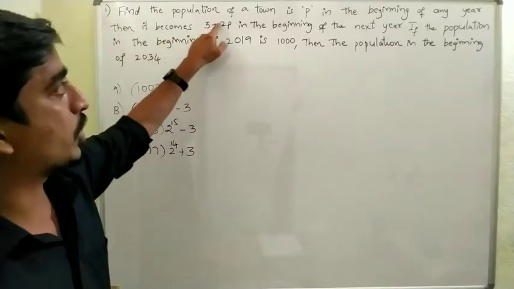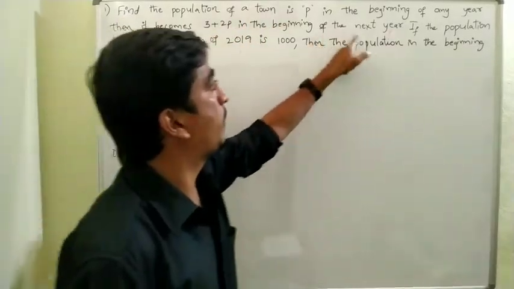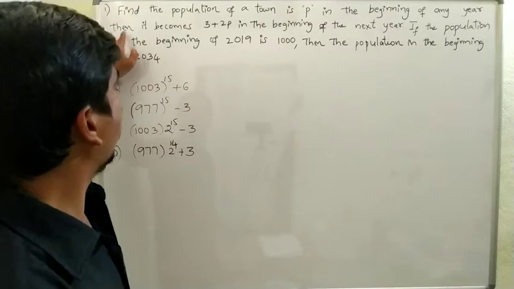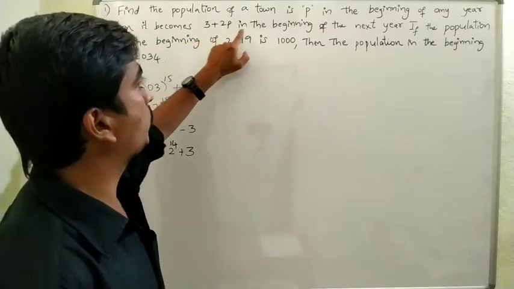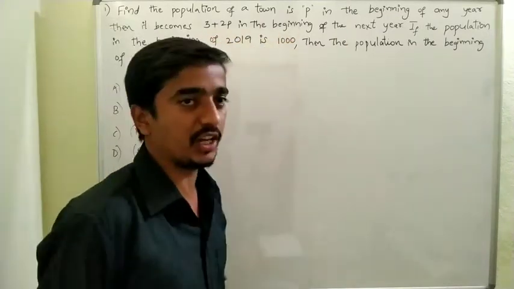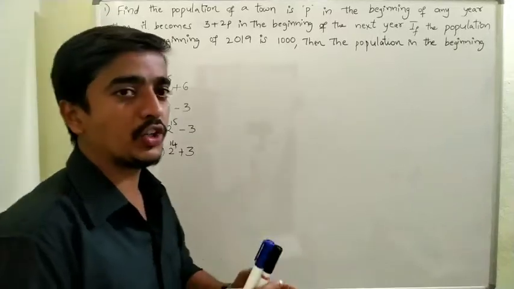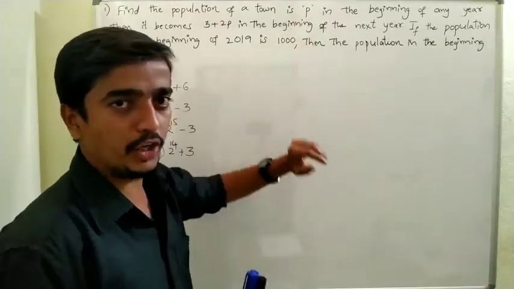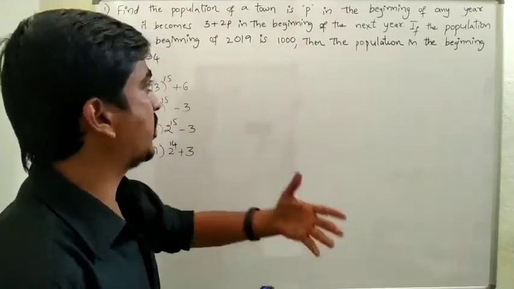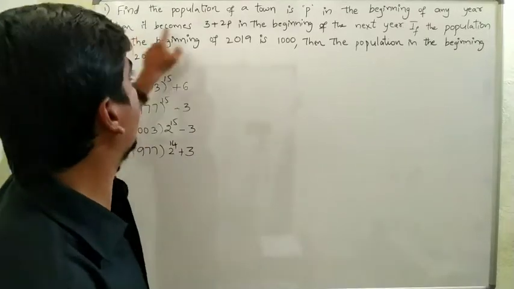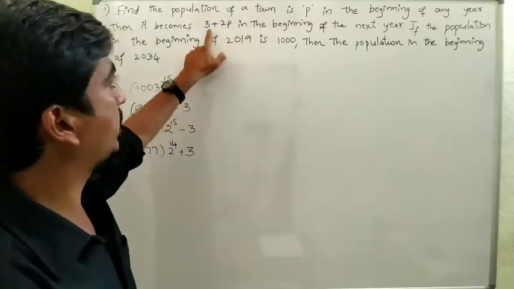Find the population of a town. If it is P in the beginning of any year, then it becomes 3 plus 2P in the beginning of the next year. He is saying that the population of a town is P in the beginning of a year, then in the beginning of the next year, the population becomes 3 plus 2P.